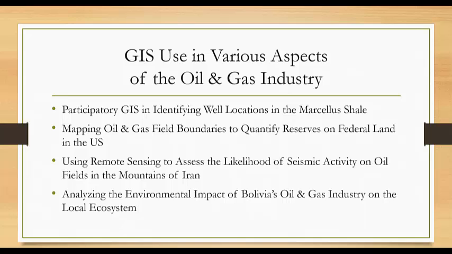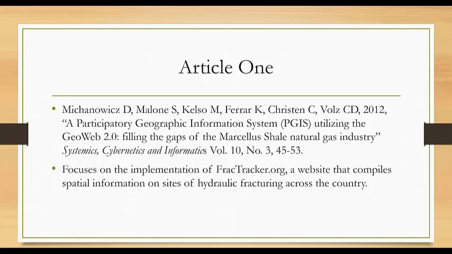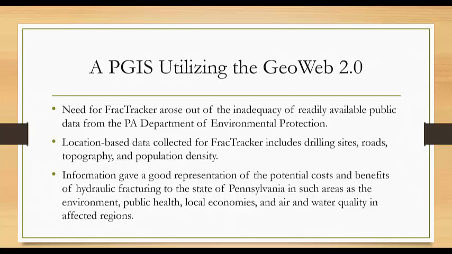the local ecosystem. So the first article is called A Participatory GIS Utilizing the GeoWeb 2.0: Filling the Gaps of the Marcellus Shale Natural Gas Industry. It focuses on the implementation of fractracker.org, which is a website that compiles spatial information on sites of hydraulic fracturing across the country. The need for FracTracker arose out of the inadequacy of readily available public data from the Pennsylvania Department of Environmental Protection. Location-based data collected for FracTracker includes drilling sites, roads, topography, and population density.